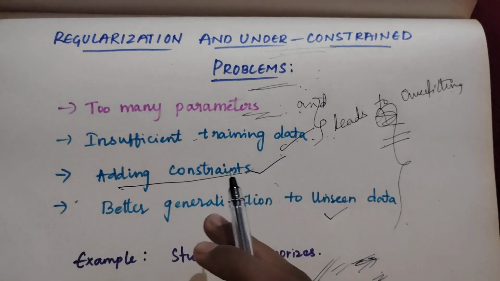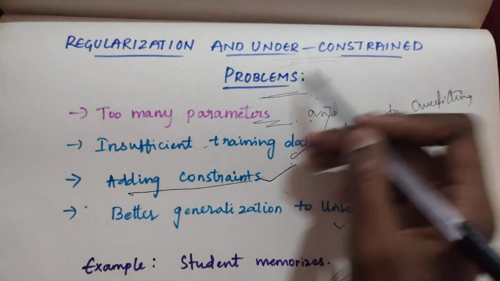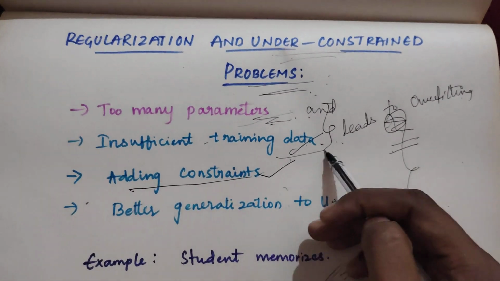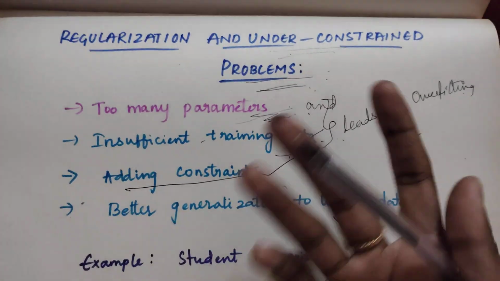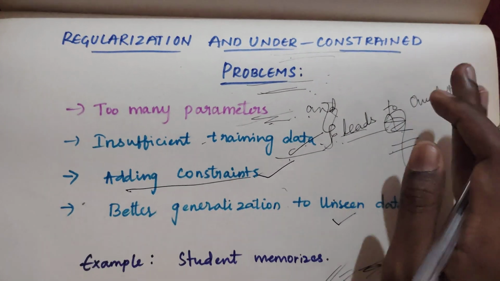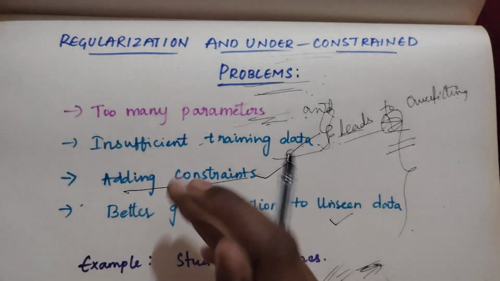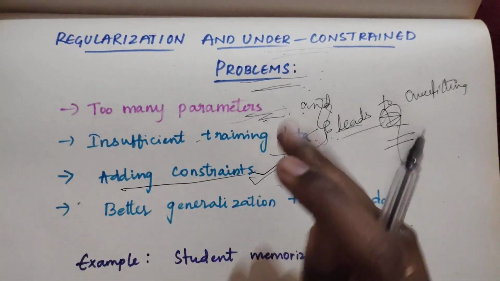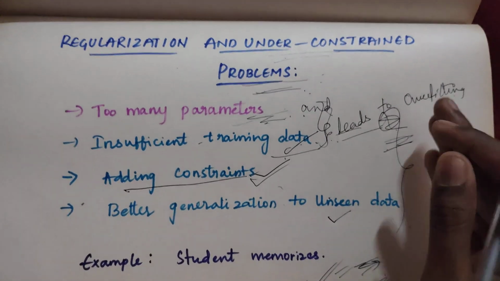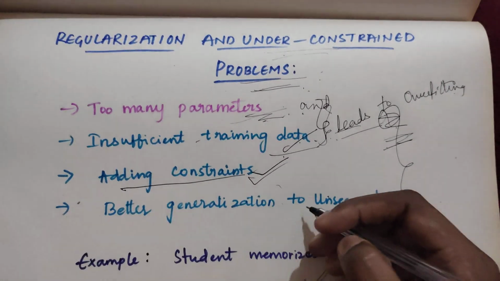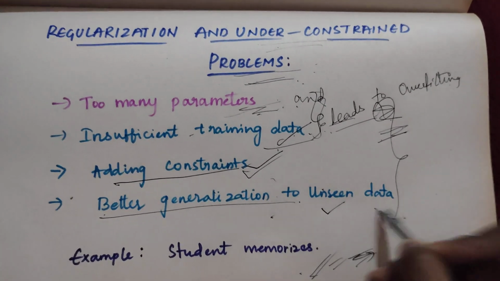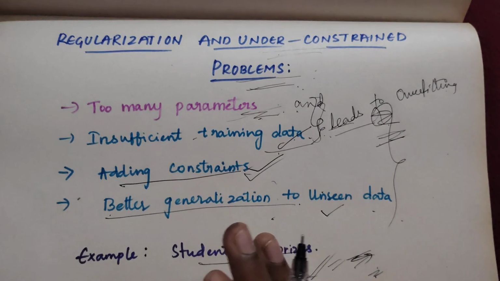Clear? Should we discuss it again? Simple. These under constraint problems occur when a model has too many parameters and insufficient training data, which basically leads to overfitting. Regularization techniques basically help by adding constraints to prevent the model from memorizing data instead of learning patterns. Now this ensures better generalization to unseen data. The example is the student who memorizes. Okay, clear?